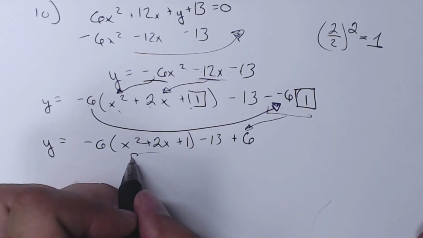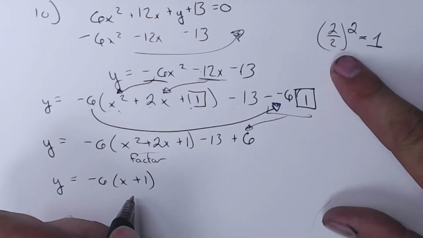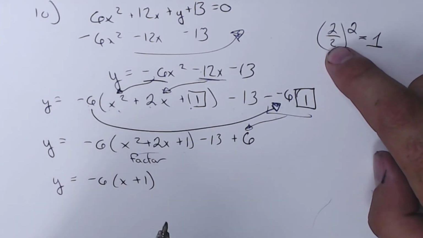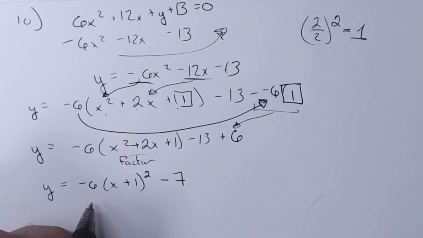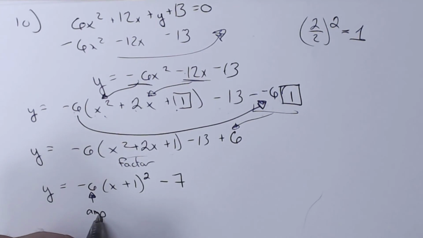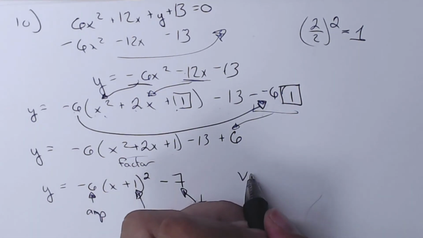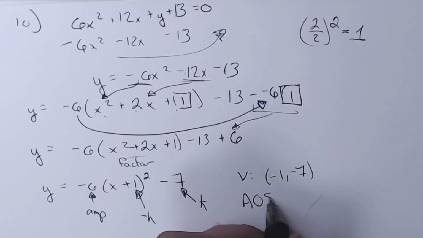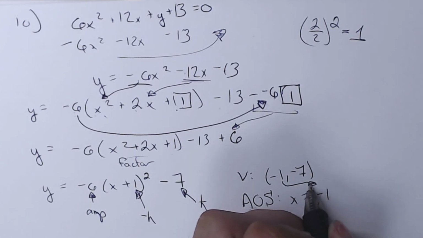Now I'm going to factor. So that's y equals negative 6, x plus 1, squared, because that's what 2 divided by 2 is from over here. That top 2 is my middle term. Bottom one is always a 2. Minus 7. This part here is my amplitude. That is my negative h. That is my k. My vertex is negative 1, negative 7. Axis of symmetry, x equals negative 1. Again, it's because that's what my h value is.